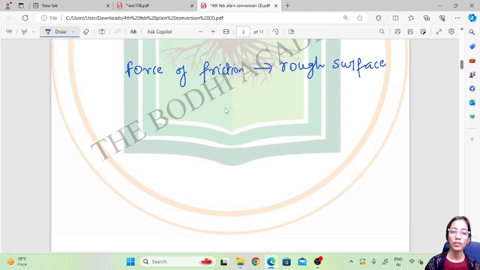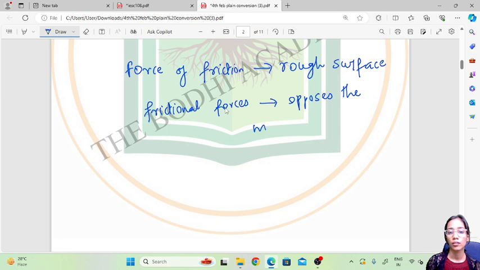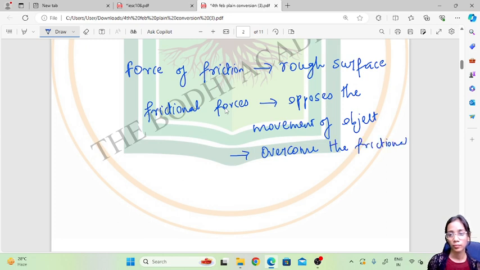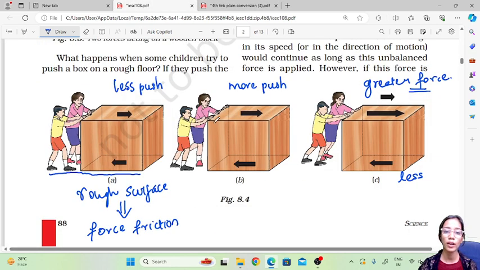So frictional force opposes the movement of the object. If you want to make an object move, you have to overcome the frictional force. So over here they overcome the frictional force by applying more force.